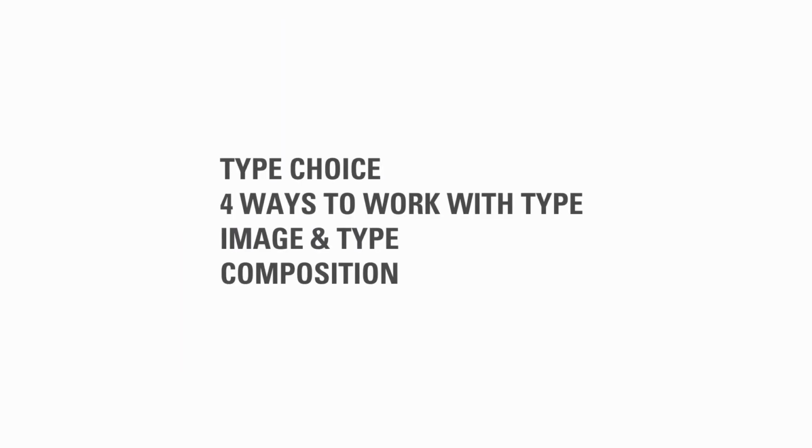Our lesson has now come to an end. We reviewed type choice, 4 ways to work with type, how to integrate type with your image, and strategies for putting together successful image and type compositions. Your challenge is to create typographic combinations for your title transformation project. At a minimum, create 3 combinations for the director, and these will be studies. In those combinations, you will need 2 pieces of type. For example, the word director and also your director's name.